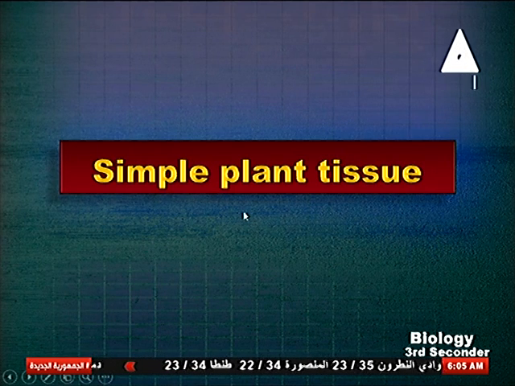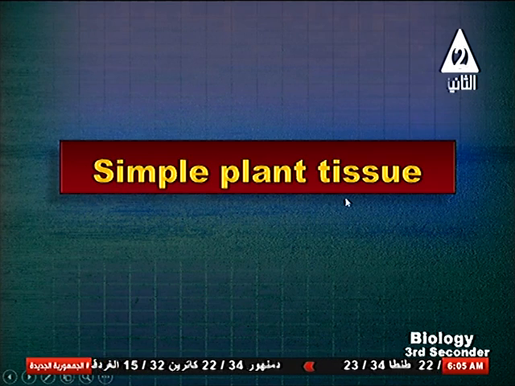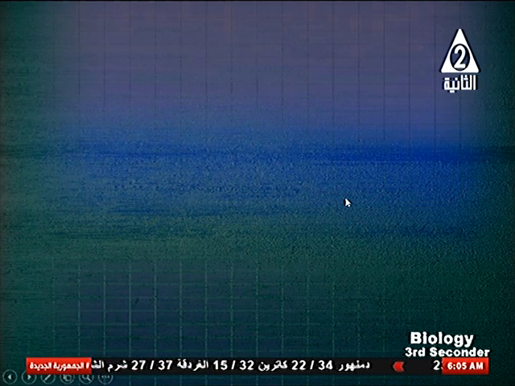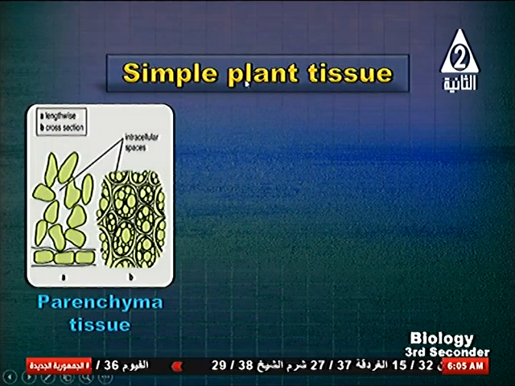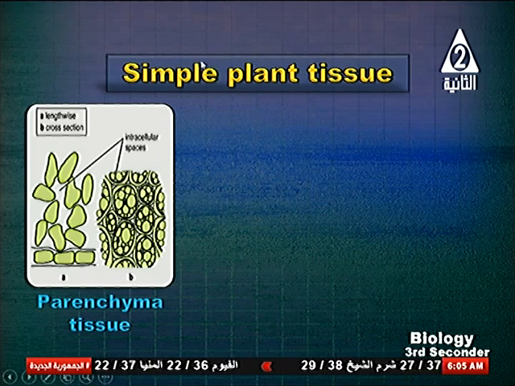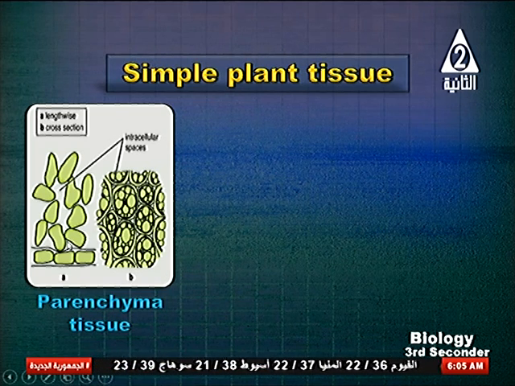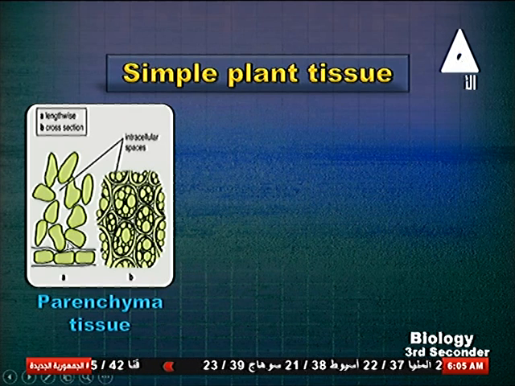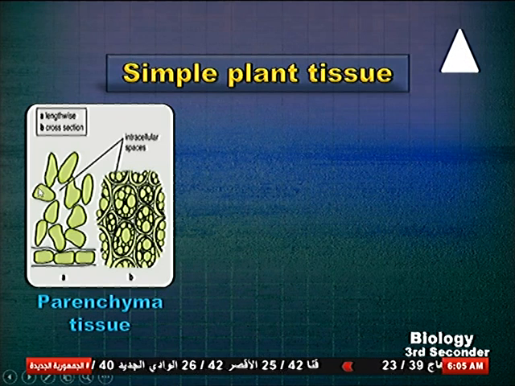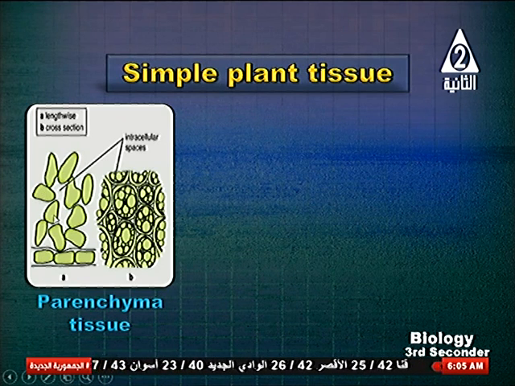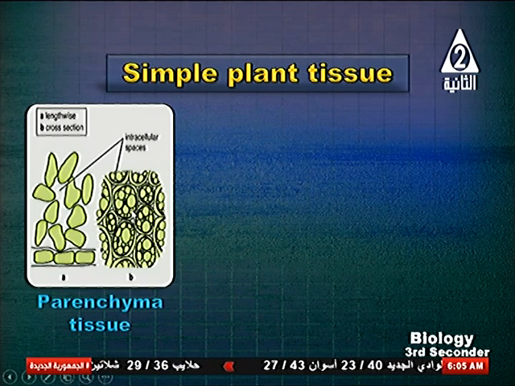Types of plant tissue. Number one, simple plant tissue. Simple means it contains one type of cell. Number one, parenchyma tissue. Parenchyma tissue is the ideal and typical plant tissue. They are oval or round in shape, found in the soft parts of the plant. They are living tissue.